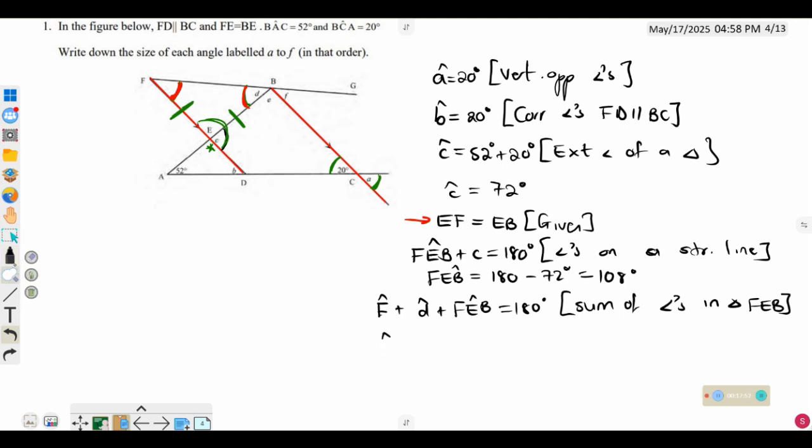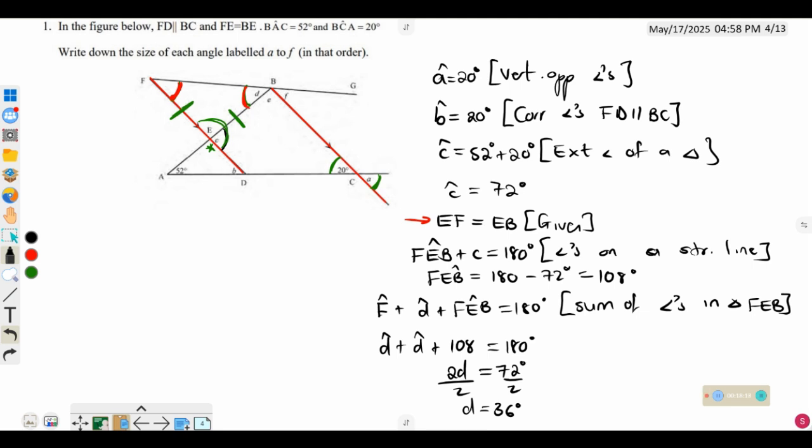So this becomes 2D. So angle D plus angle D plus FEP, which is 108, will give us 180 degrees. By default, 2D will be equal to 72 over 2, which is 36. 72 divided by 2 is 36. So angle D is equal to 36 degrees. And once you have angle D, then you need to focus on finding angle E.